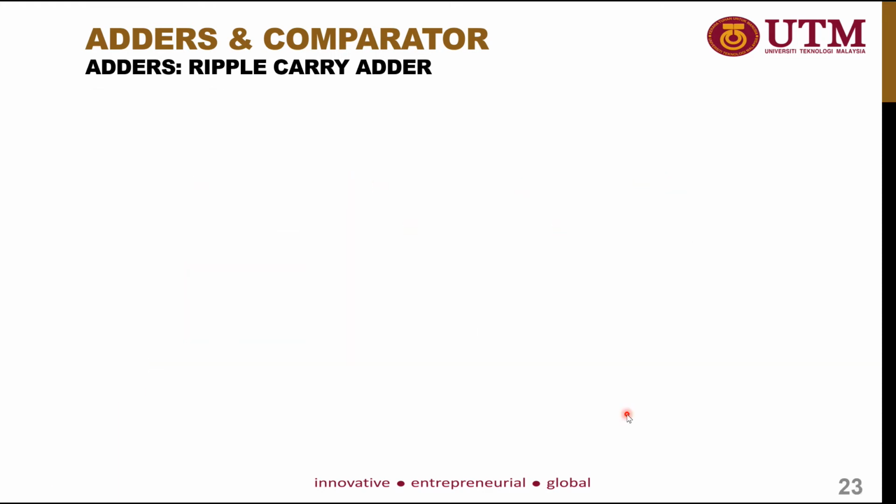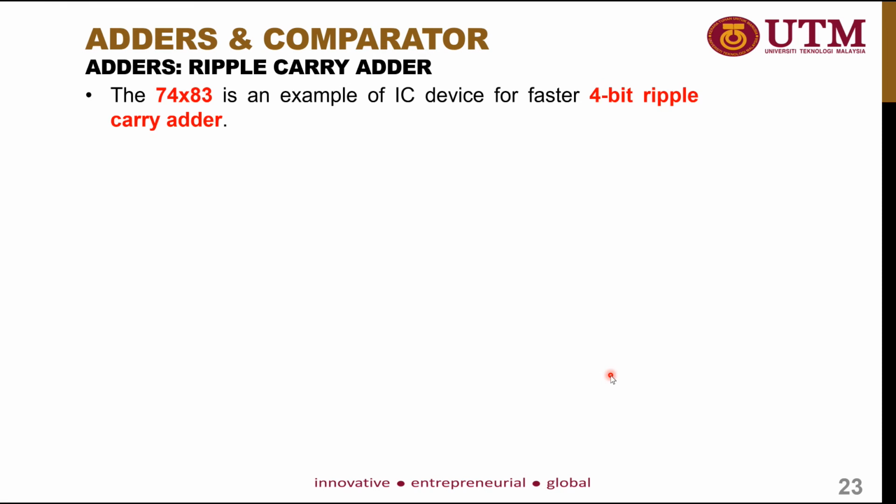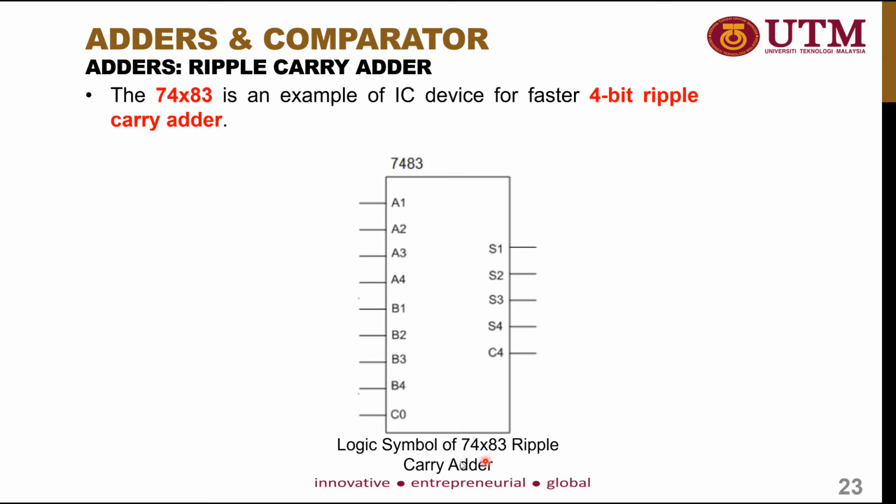So next is the IC of the ripple carry adder. For the ripple carry adder, we are using 74x83. This is an example of an IC device for a faster 4-bit ripple carry adder. This is the logic symbol of the 74x83 ripple carry adder, which consists of the first operand, which is A, and the second operand, which is B. You see here, you have A1, A2, A3, and A4, and B1, B2, B3, and B4, which is 4 bits for each operand.